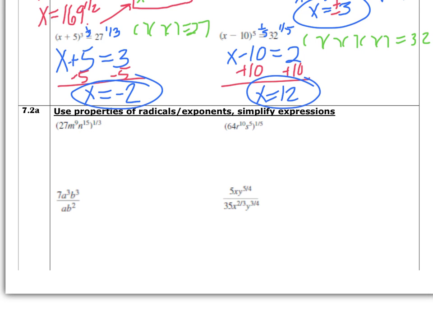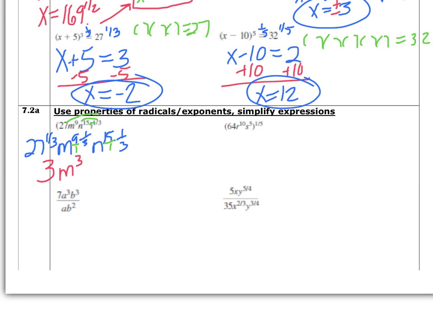So what we need to do is distribute that 1/3 to all three pieces. So what we're going to get is 27 to the 1/3 power, m to the 9th times 1/3, and n to the 15th times 1/3. Again, any whole number can be made a fraction by putting it over 1. Let's start here with 27 to the 1/3 power. What number 3 times is 27? It's 3. This exponent here, we're going to multiply across: 9 divided by 3 becomes 3, so this is going to be m cubed.